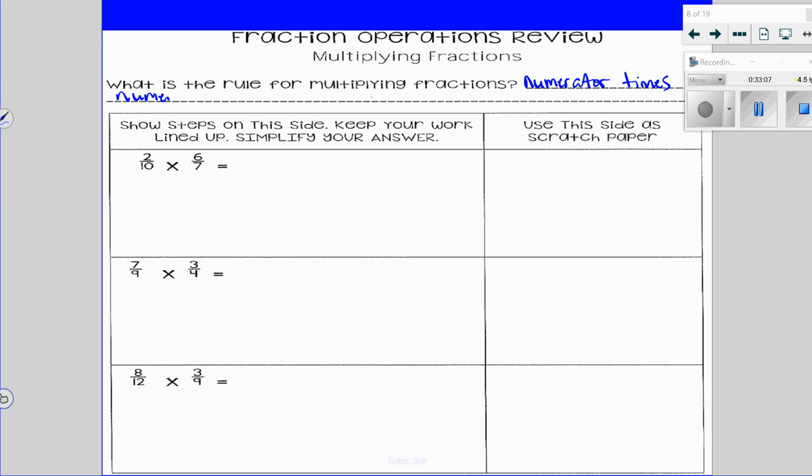After we multiply our numerators, what do we do? Yes, multiply the denominators. And then what do we do? Simplify.